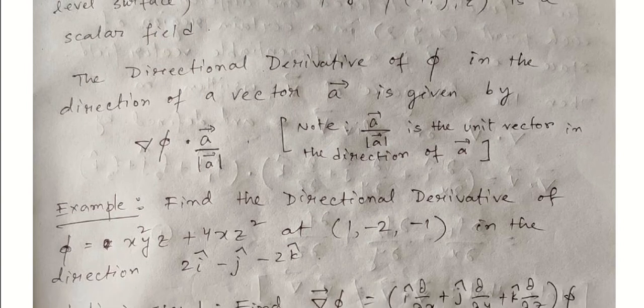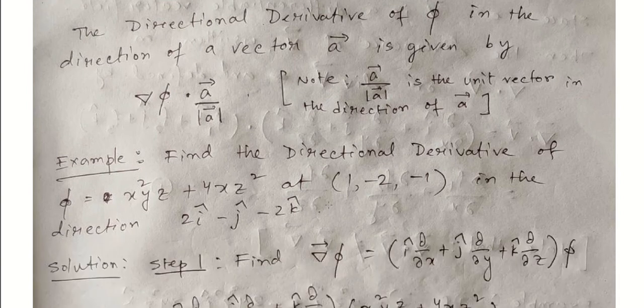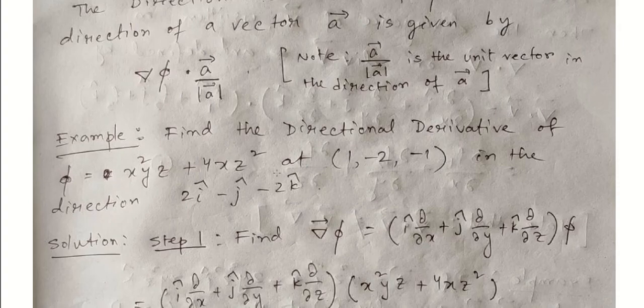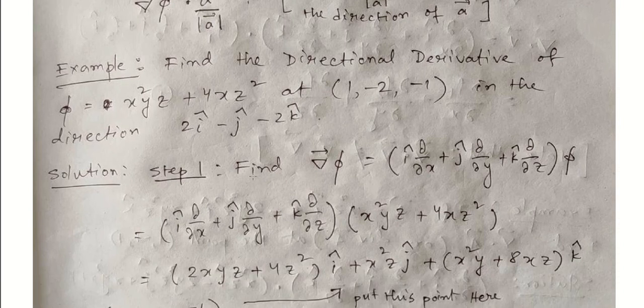First find grad phi, and we know the value of a, which is nothing but the direction given in the question. And we know what is mod a. Mod is nothing but the absolute value of this vector. So now come to this question.